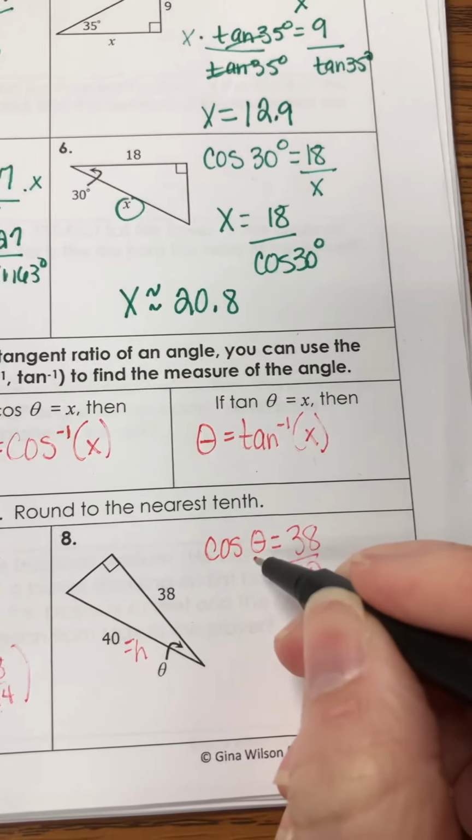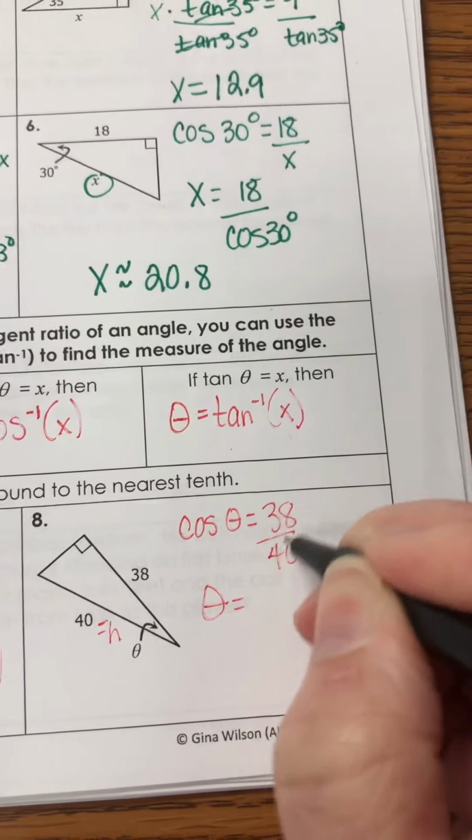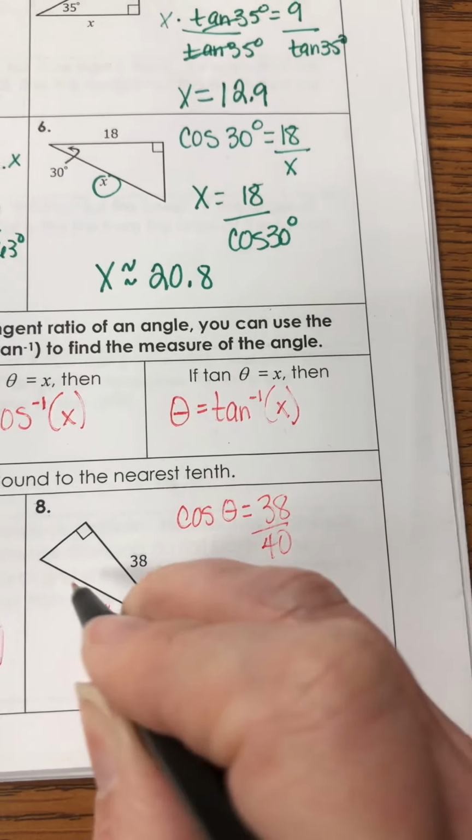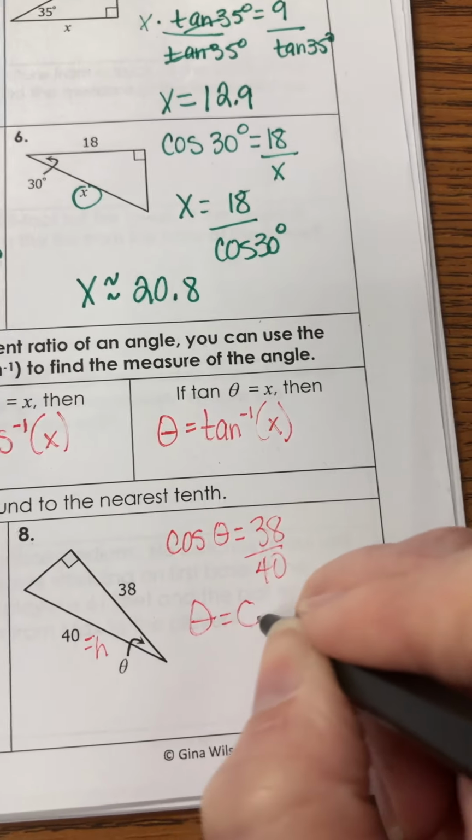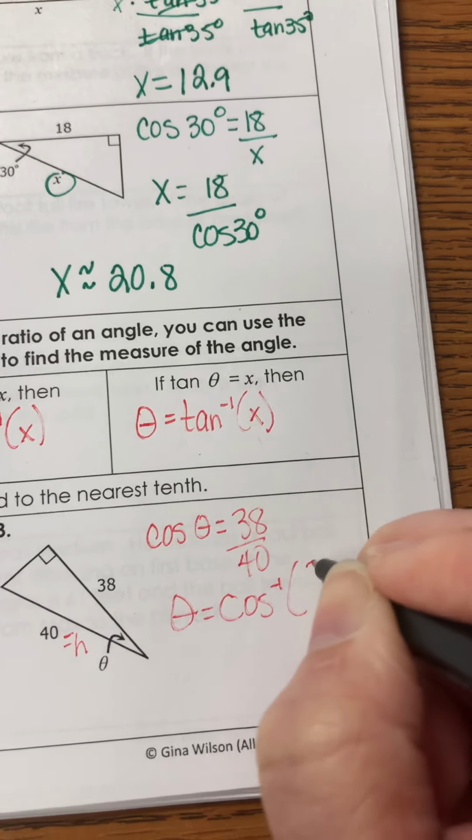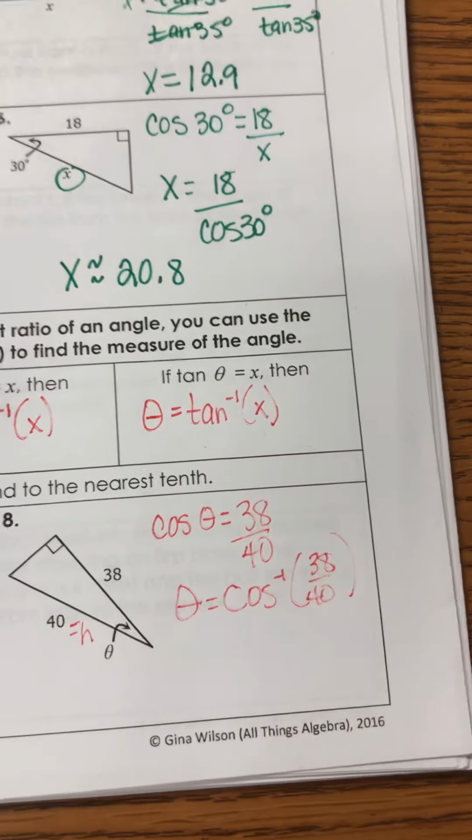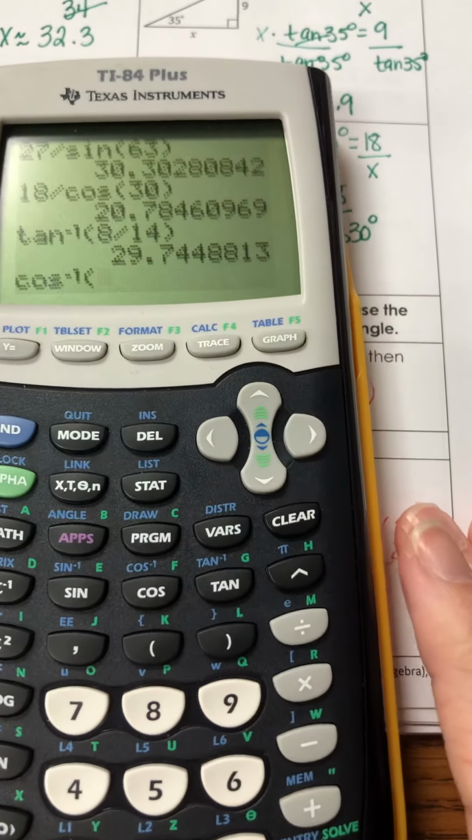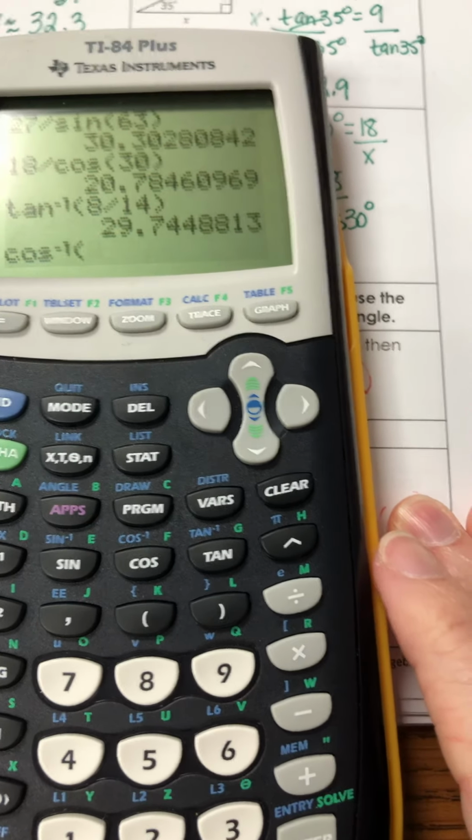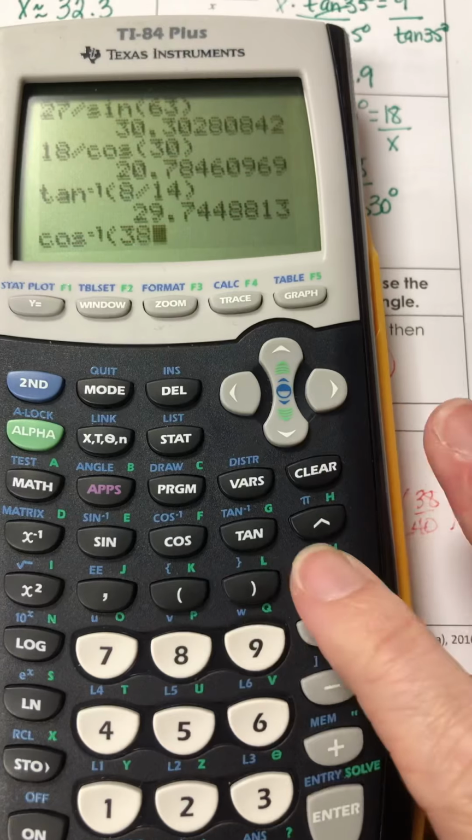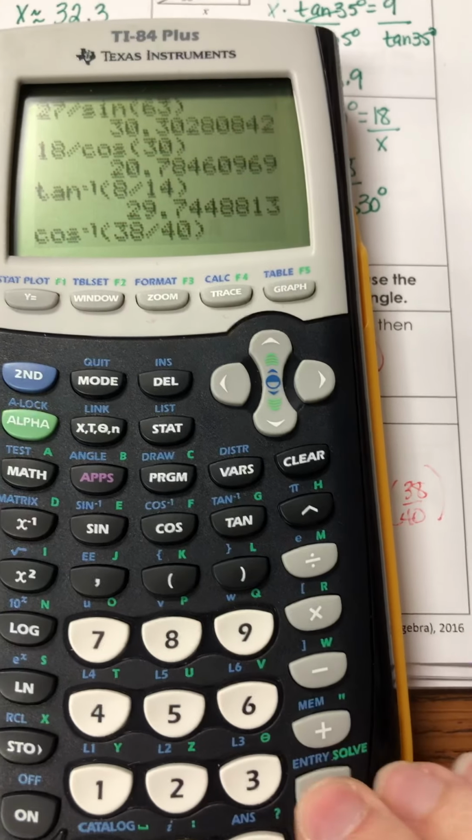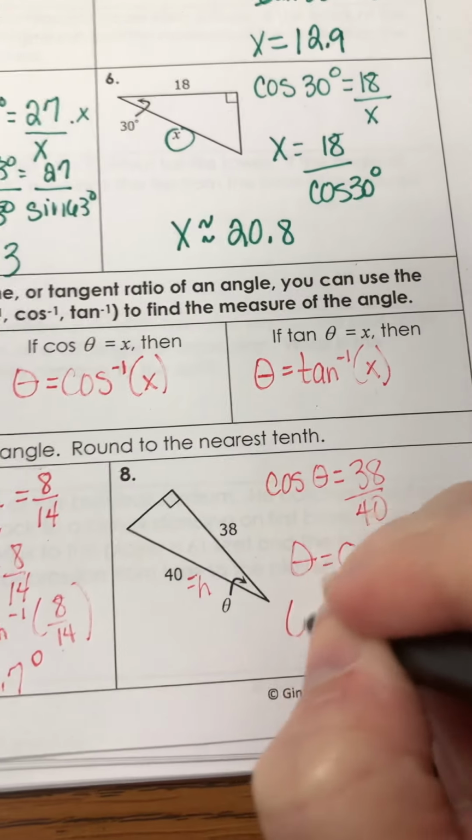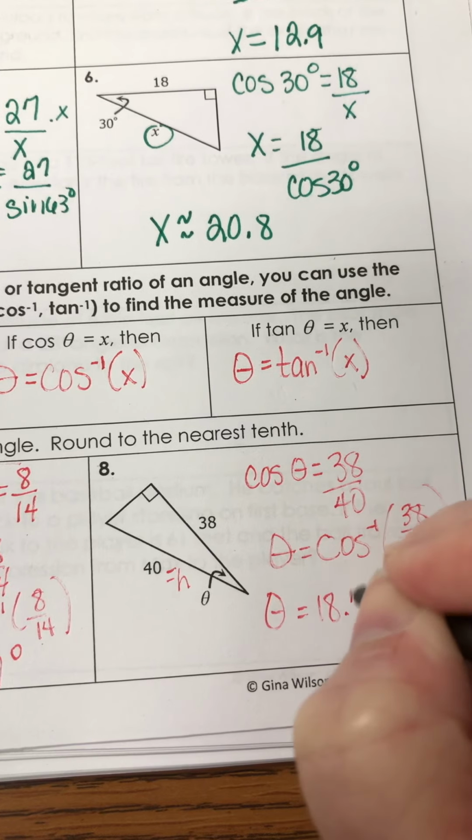To get back to theta, because this is my cosine, I'm wanting to go from cosine back to theta, which is my acute angle in my right triangle. So I'm going to use the inverse function of 38/40. Let's do second cosine, and that'll give you your -1, and we're going to do 38/40. 38 divided by 40 will give me 18.2. So theta is 18.2 degrees.